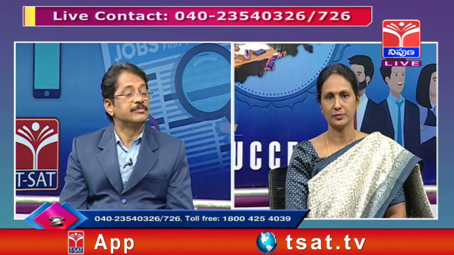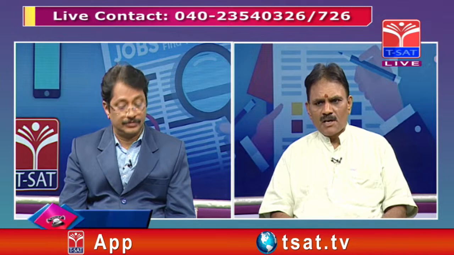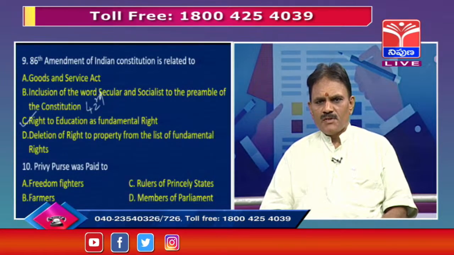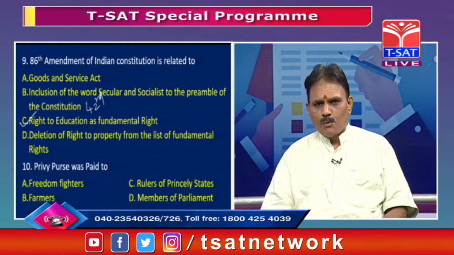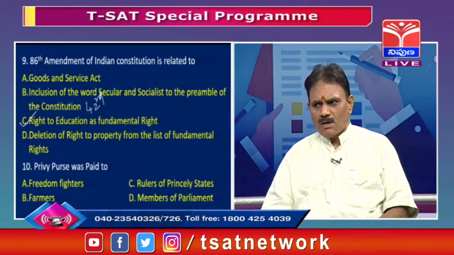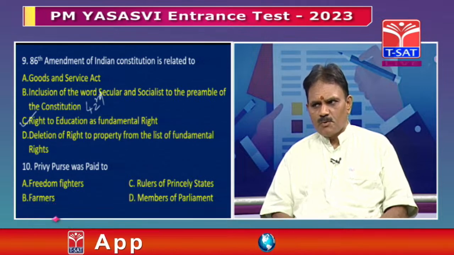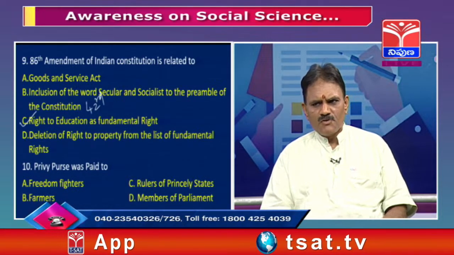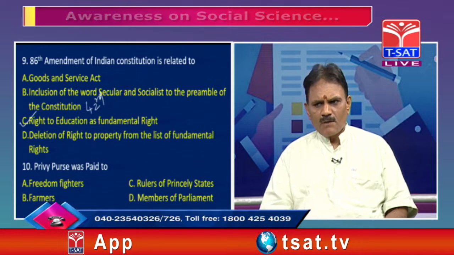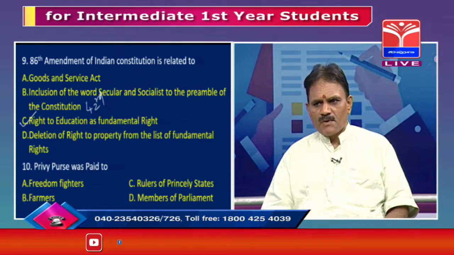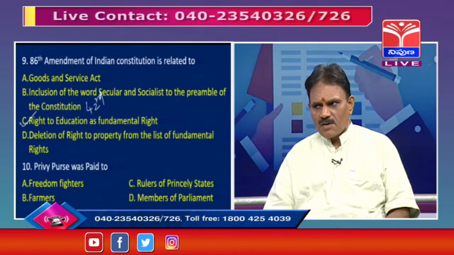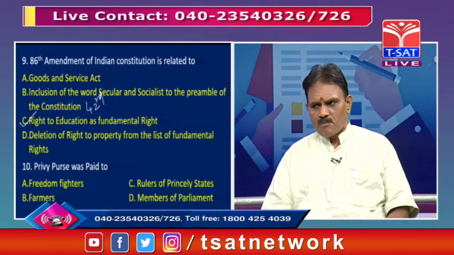Even though more than 100 amendments have taken place so far, for school education purposes only very few, the most important ones, are given in the textbook. It is maximum 5 to 10. They have to remember them, and if they arrange them in proper chronological order, they can remember them very well.